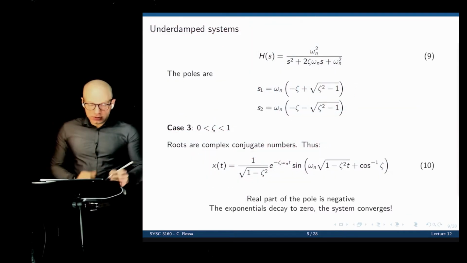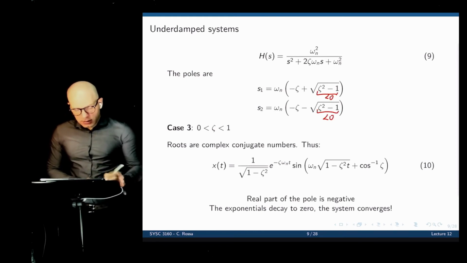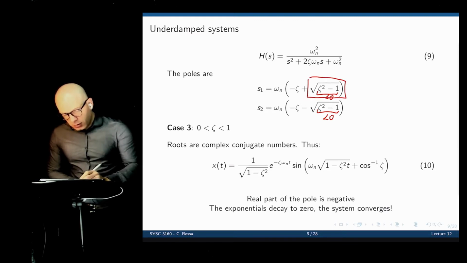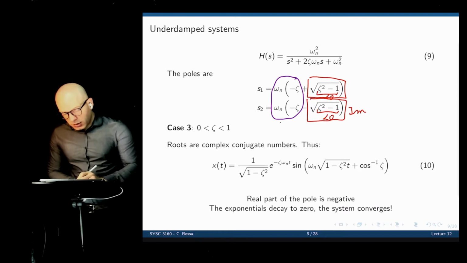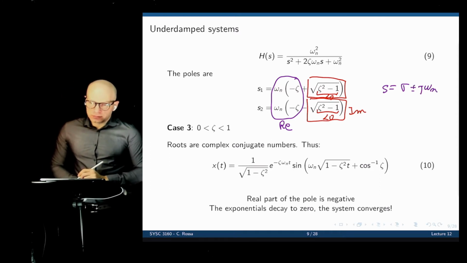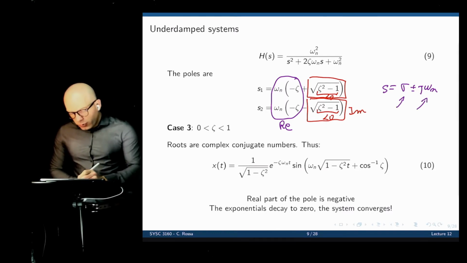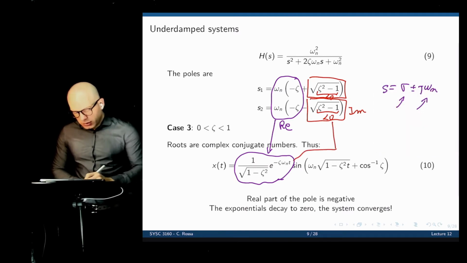So we now have poles that have a discriminant less than zero, meaning that this part and this part are imaginary numbers, right? Whereas the first part here is a real number. So the poles will be in the form of sigma plus or minus j omega, where sigma is the real part and omega n is the complex part. The real part always gives an exponential. Here is the exponential that comes from that. The imaginary part always gives a sinusoidal. Here it is.